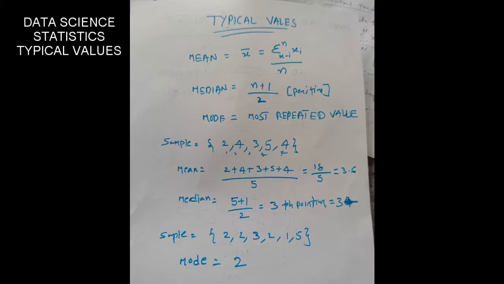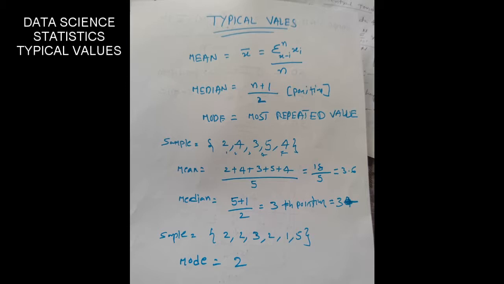Mean is the sum of all the values in given data divided by the count of the values, how many values we have in that data.